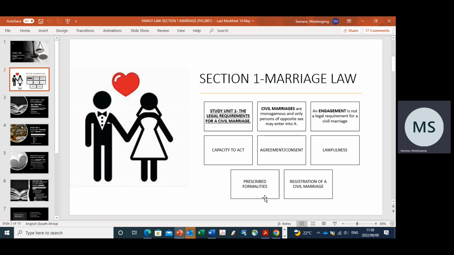Now we move on to the third factor of the prescribed formalities, which is formalities during the marriage ceremony. The previous one was formalities preceding the marriage ceremony. Now we are focusing on the formalities during the marriage ceremony.